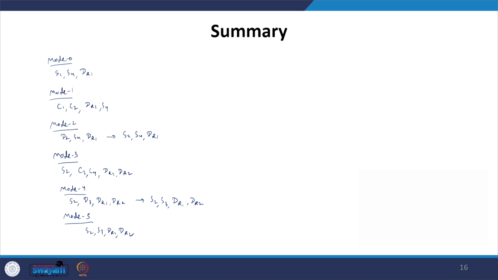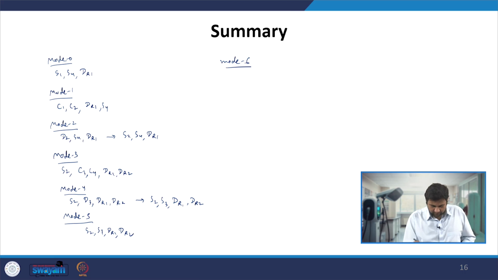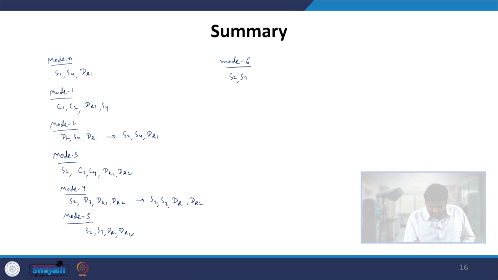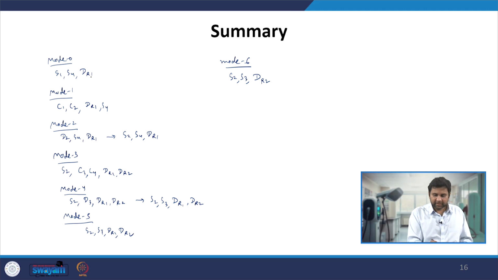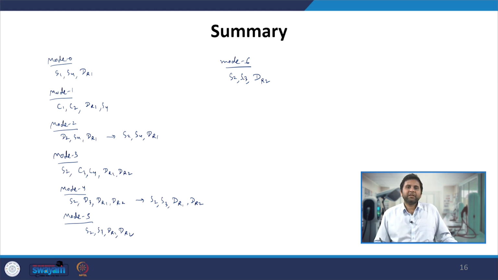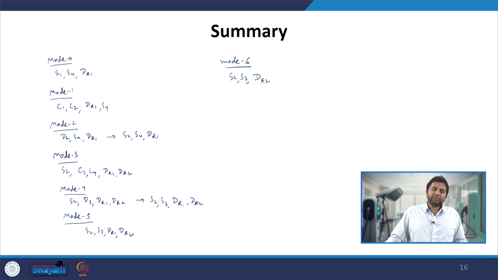And finally we have mode 6, where S2, S3 are on and the IP current is actually equal to the reflected current of the output inductor current. That's when my DR1 ceases to conduct, and my DR2 is in conduction, and that's when we go from S1, S4, DR1 to the S2, S3 and DR2 switches. So this is the entire mode of operation of this PSFB.